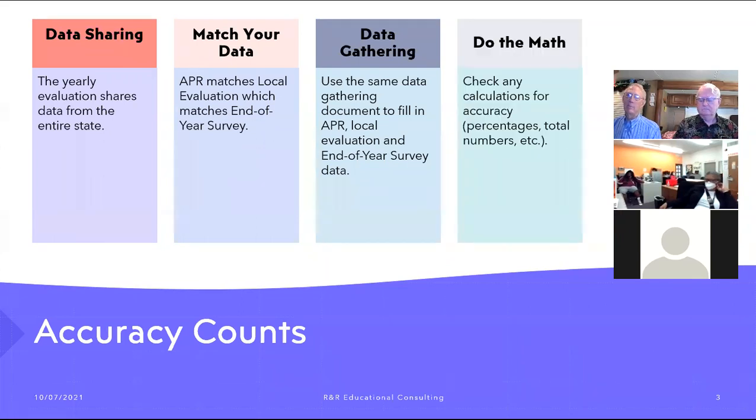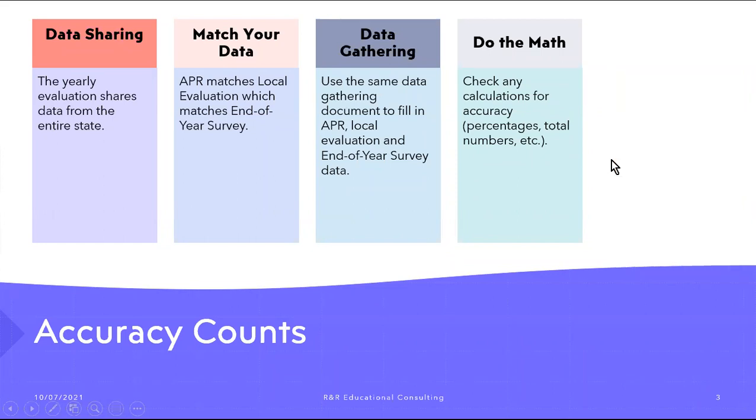And check for accuracy. I hate to tell you this, but we're going to too. We're going to look at the percentages and the total numbers, everything. Occasionally there are discrepancies. Sometimes it's just being in a hurry to get things done. Sometimes it's other reasons. But we are going to check that because we want the state evaluation to be accurate. We want it to show the best data possible. So just do the math. Being an old math teacher, I like that one.